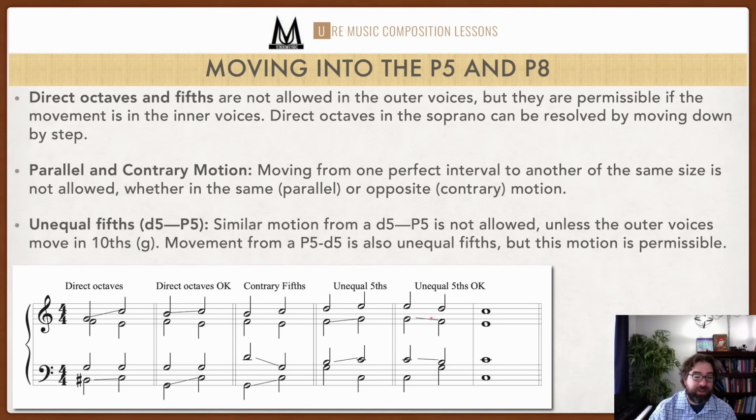When it is okay is if you reverse it. So here we have a C and a G. That's a perfect fifth. And it comes down into a diminished fifth. This is not parallel fifths because the quality changes from perfect to diminished. And even though it's a type of unequal fifths, it's an allowed type of unequal fifths because there's no particular resolution that has to happen between a perfect fifth. So between this C and the G.